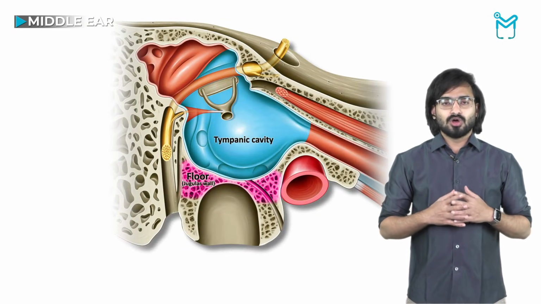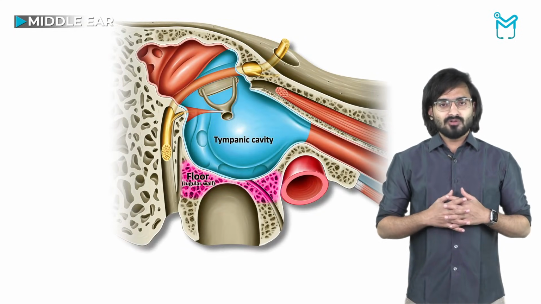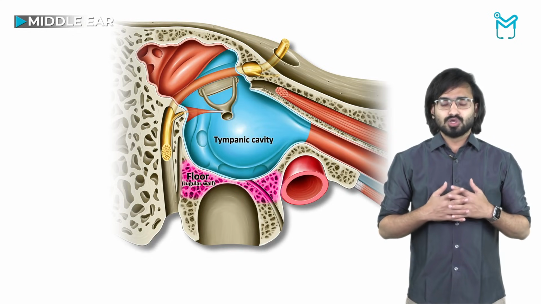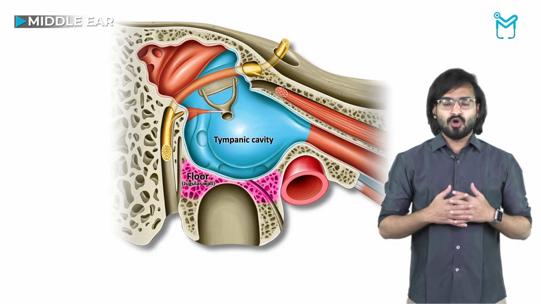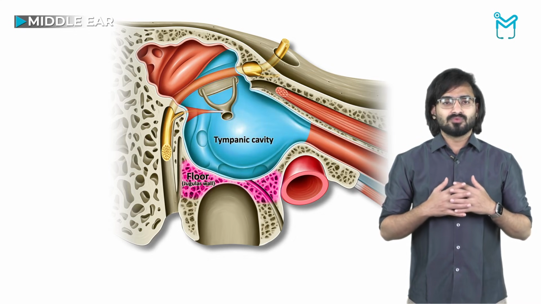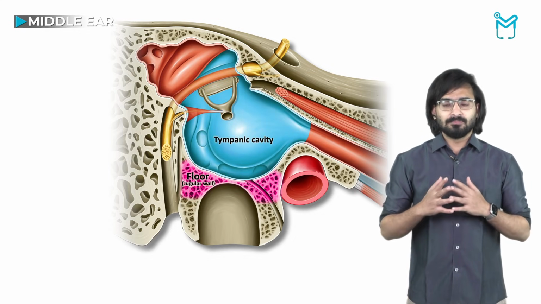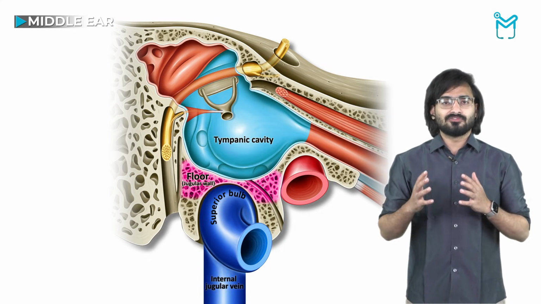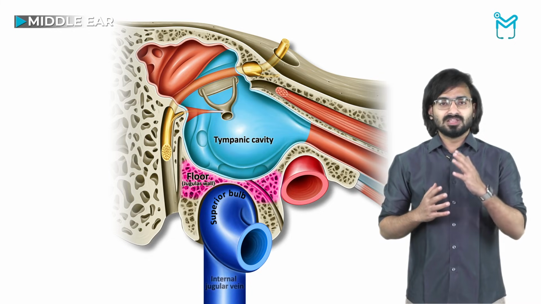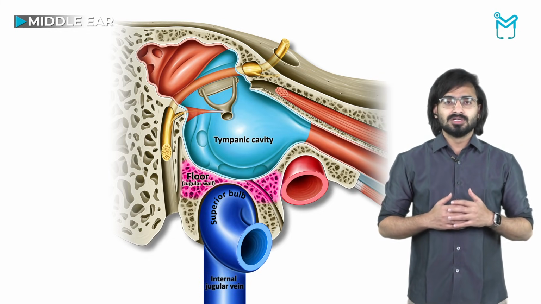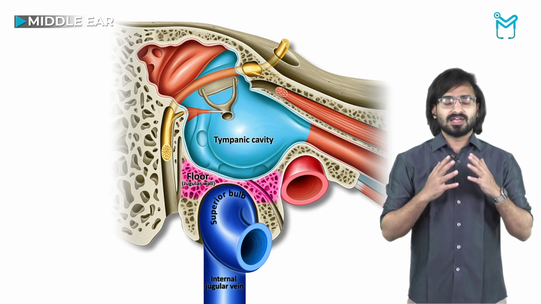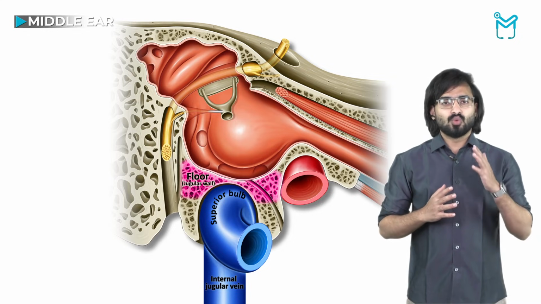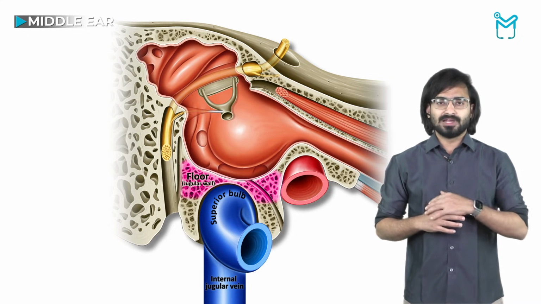Now, the floor of the middle ear. The floor of the middle ear is also called jugular wall. Why is it called jugular wall? Because it is formed by a thin layer of bone which separates the tympanic cavity from the superior bulb of the internal jugular vein. That's the reason the floor of the middle ear is called jugular wall. The internal jugular vein and tympanic cavity are separated only by this thin bony plate.